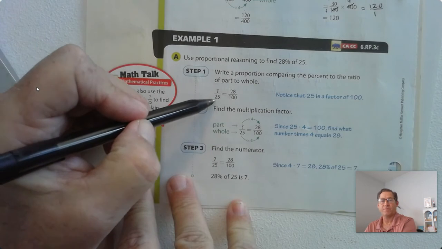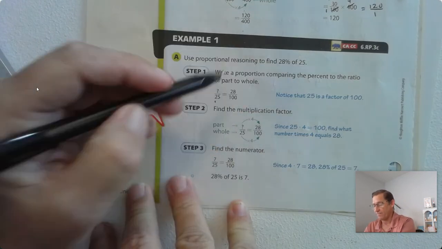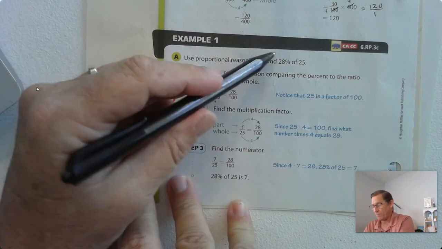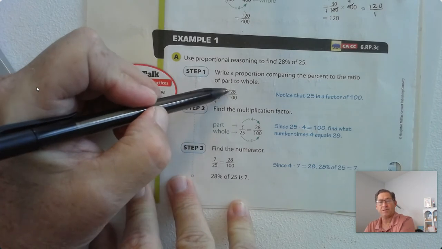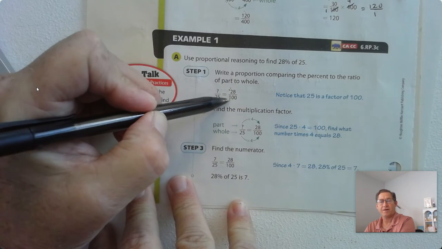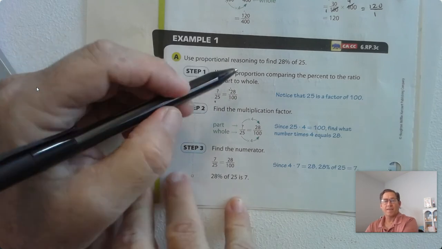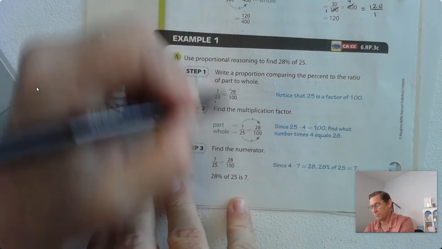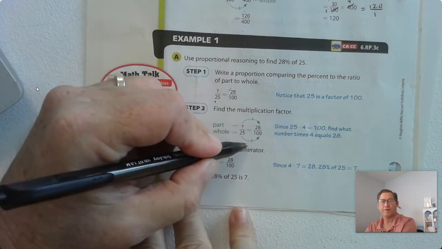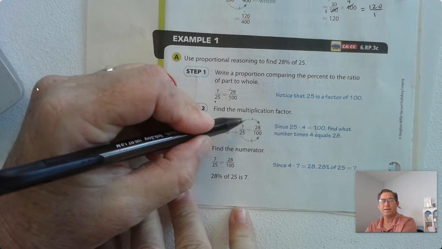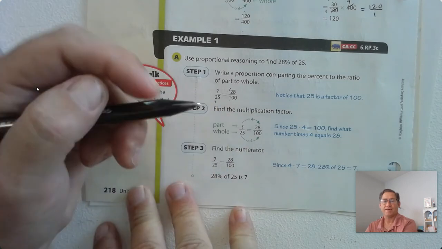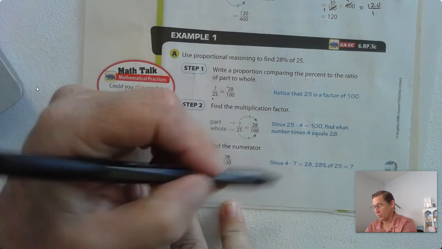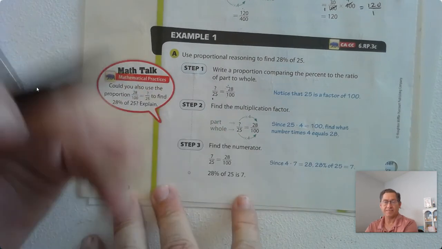All right, so we have 25 as the whole, right? Of 25. We don't know the part. We know it's 28%, so we know the part of the 100% is 28, so 28 out of 100. So how do you go from 25 to 100? You multiply by 4. 25 times 4 is 100. So what number times 4 is 28? Well, 4 times 7. Okay, so 28% of 25 is 7.